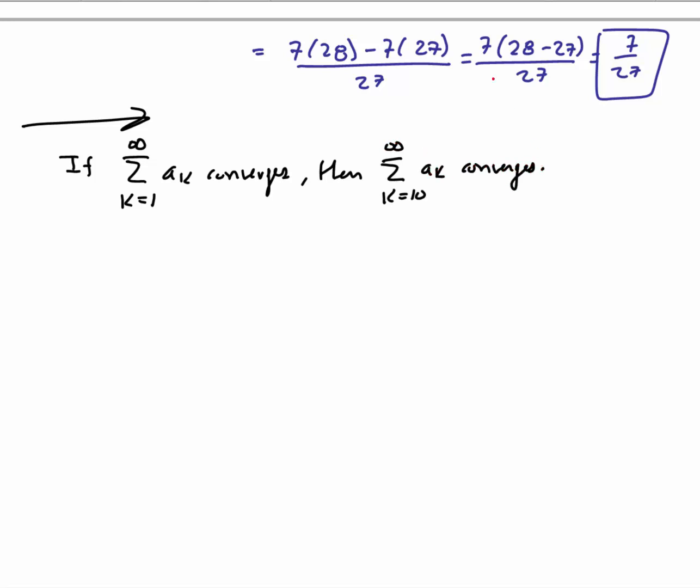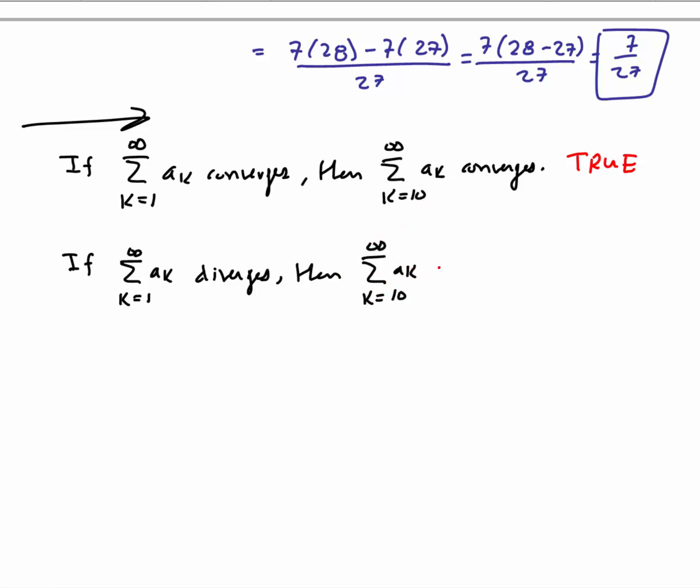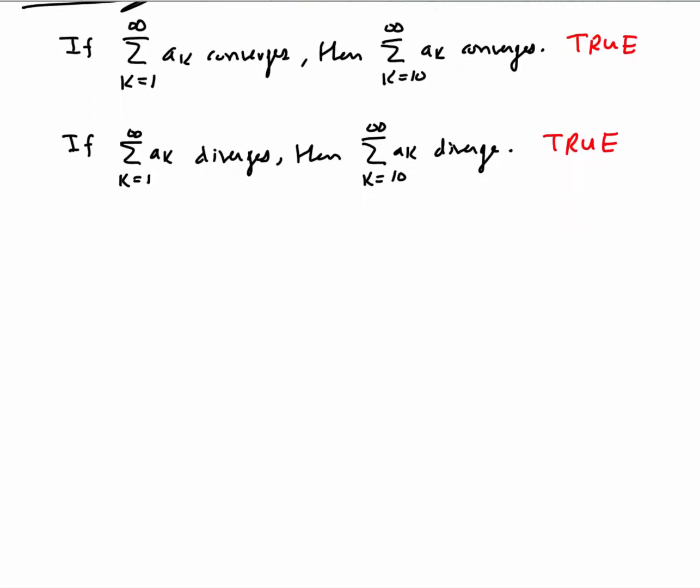So again, we want true or false, and we already saw from one of our examples that we worked through that this is true. So if we have another series, let's say k equals 1 to infinity, a sub k is my series. If it diverges, then what would happen if we had the same sum from k equals 10 to infinity of a sub k? Does it diverge as well? So again, we're looking for a true or a false here, and this one is true as well. So the index doesn't end up mattering when we're talking about the convergence or divergence.